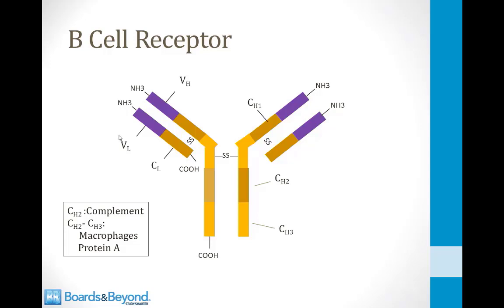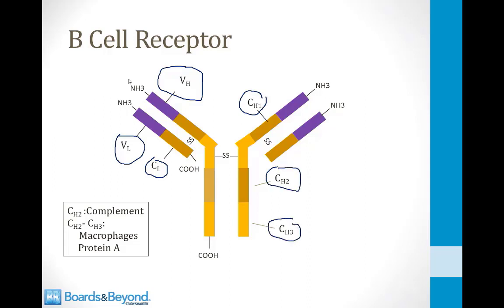Both the heavy and light chains end in these purple regions called variable regions, and they're called variable regions for obvious reasons, because they vary from one B cell receptor to another. This is the way we have so much diversity in our immune system and can respond to such a diverse array of antigens. The light chains have 1 constant region, which I'm circling right here, and the heavy chains have 3 constant regions, which I'm circling here, all shown in brown and yellow in this diagram. The variable regions end in nitrogen groups and the constant regions end in carboxy groups.